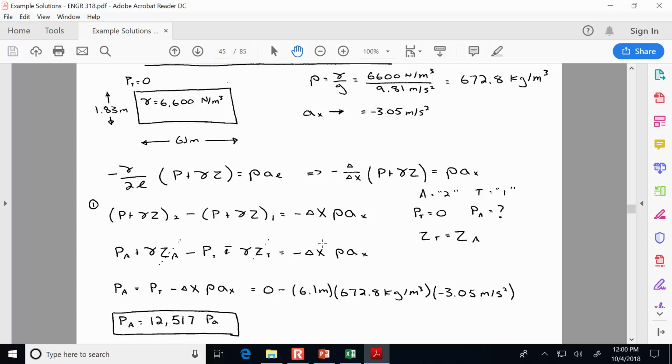So now let's substitute in A and T. What this translates to is the pressure at A plus gamma ZA minus the pressure at location T, actually minus gamma ZT, since we distribute that negative sign to both terms, to the pressure and to the gamma Z term. So minus pressure at T minus gamma ZT is equal to negative delta x times density times acceleration in x.